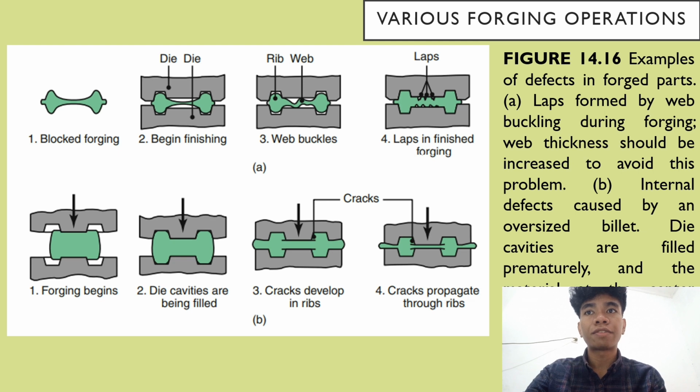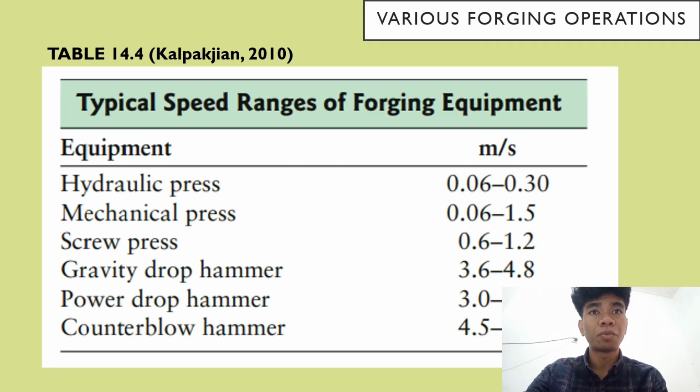Next is Figure 14.16. The common defects include laps caused by web buckling and internal defects due to an oversized billet. Proper die design and correct billet selection are key to avoiding these issues.